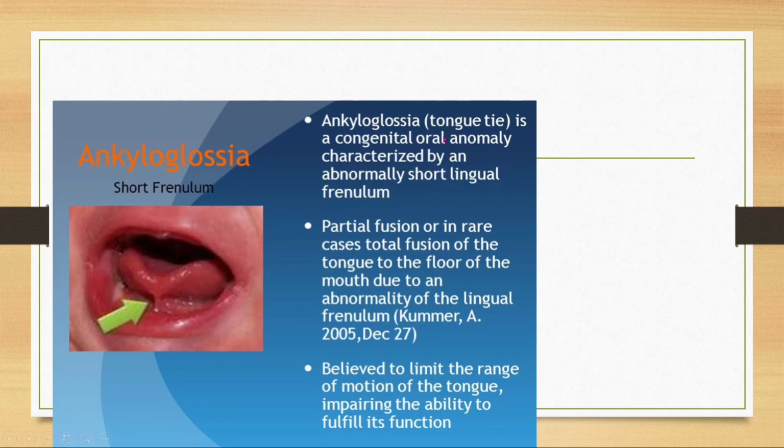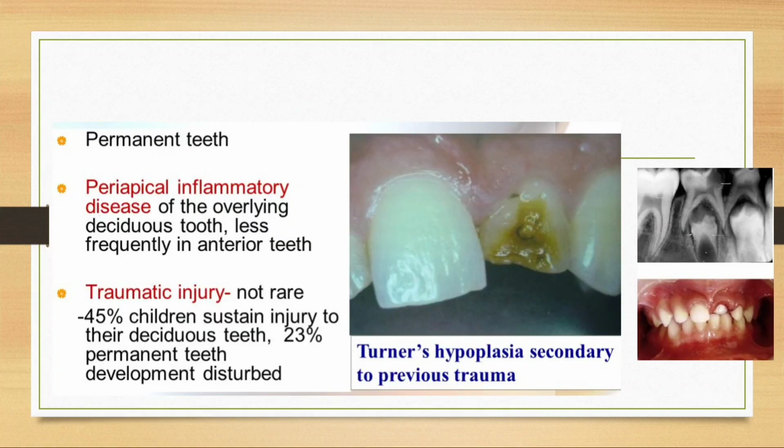Ankyloglossia, we know it is known as tongue tie. It's a congenital oral anomaly characterized by an abnormally short lingual frenum. So partial fusion, or in rare cases total fusion, is there. It limits the range of motion of the tongue. It impairs the ability to fulfill its function. Turner's hypoplasia is due to the trauma happening to the tooth, because of the periapical inflammatory disease of the overlying deciduous tooth; this happens.